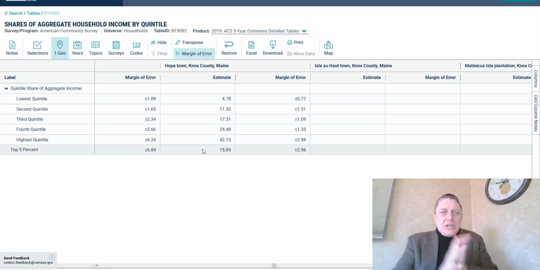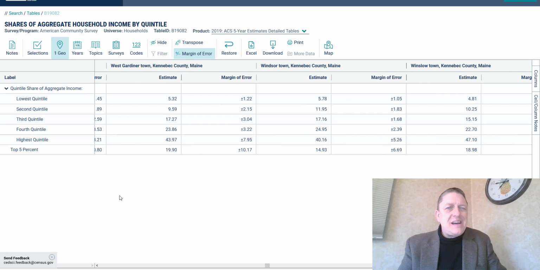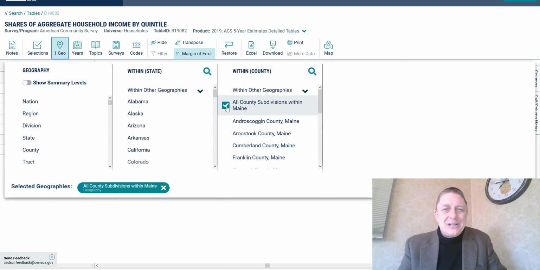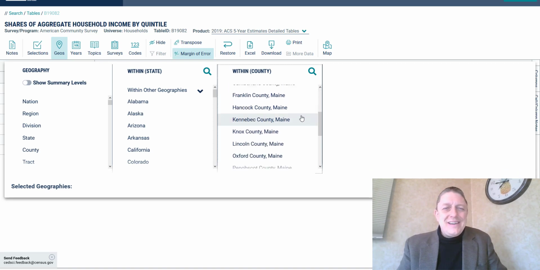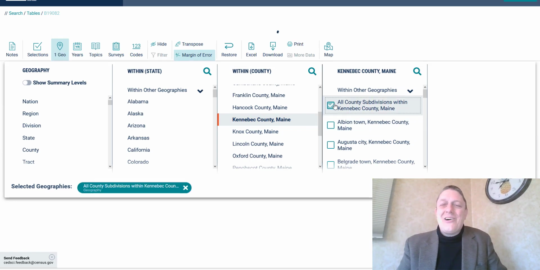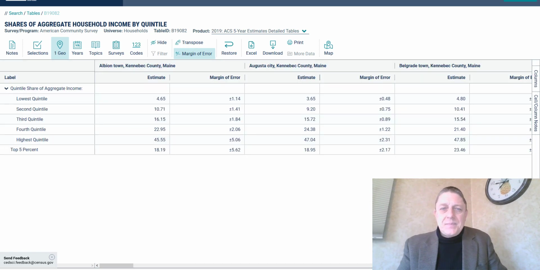Now, we could say, let's look within Kennebec County, because we were looking at Kennebec County over there. So let's drift over a little bit to the left. I'm going to show you a little bit of an easier approach, which is if you're wanting to look within a particular county in Maine, try just selecting that one county and then clicking all county subdivisions within that one county of Maine.